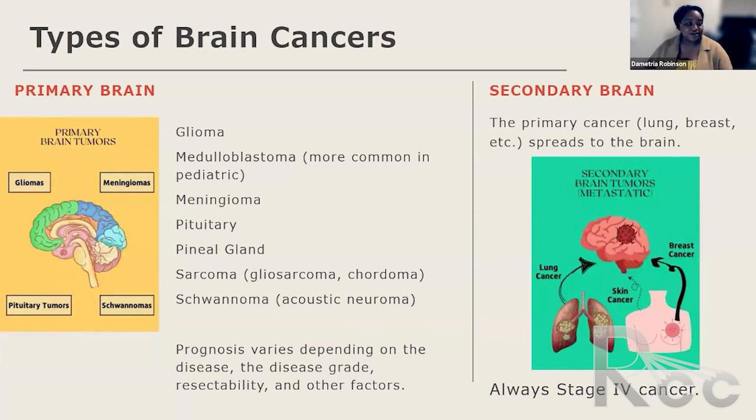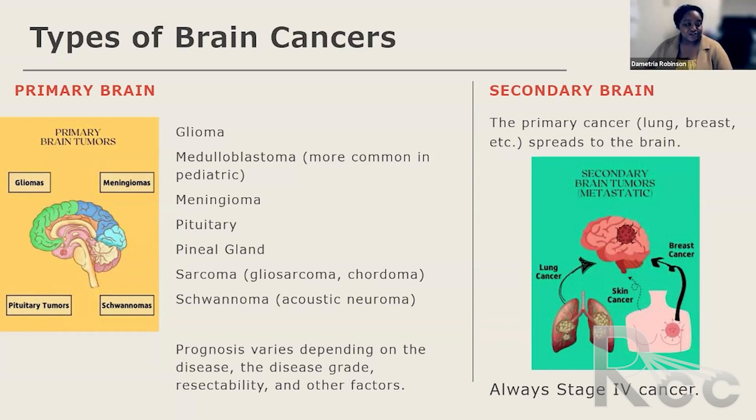And then we have our sarcomas. Most people are like, oh, that's a bone. You're talking about something soft tissue. What we're talking about here in the CNS portion is more of the chordomas. And then you have the gliosarcomas, which act and function similar to glioblastomas.